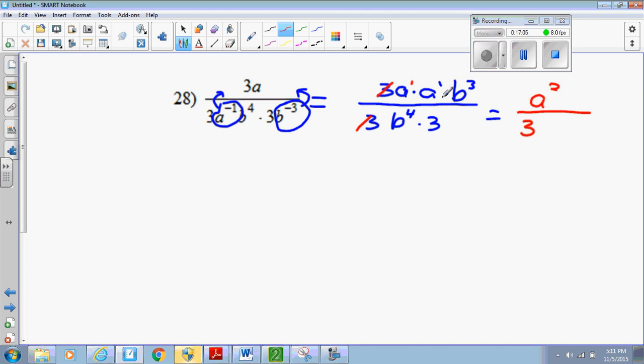And the b's, now I have 3 b's on top and 4 on the bottom. There's different ways of doing that. What I like to ask myself is, are there more b's on top or bottom? And there's more on the bottom. So now the next question is, how many more? And there's just 1 more, so it's just b to the first. So that would be the final answer right there.